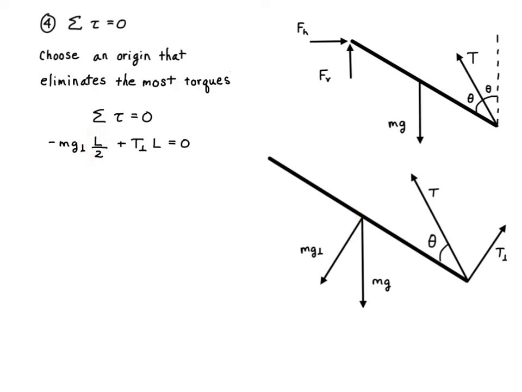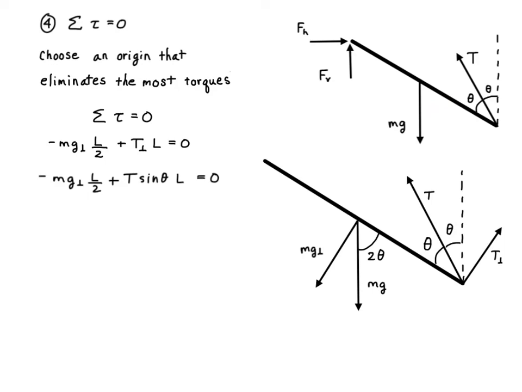The torque from the tension is going to be positive because it wants to rotate it counterclockwise, or r cross F gives your thumb going out of the page, and the radius in this case is the whole length of the beam, L. We can put in for what T perpendicular is. It's just going to be T sine theta. To get mg perpendicular, we notice that this angle between the beam and the vertical is 2 theta. That means this angle is also 2 theta, which is shown in this picture, which means that mg perpendicular is going to be mg sine of 2 theta.